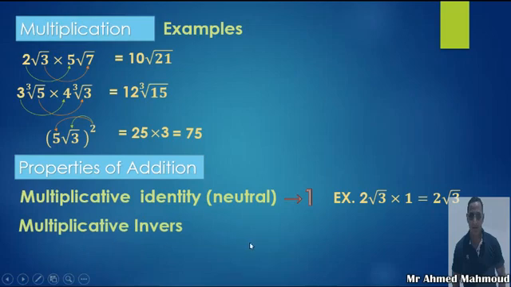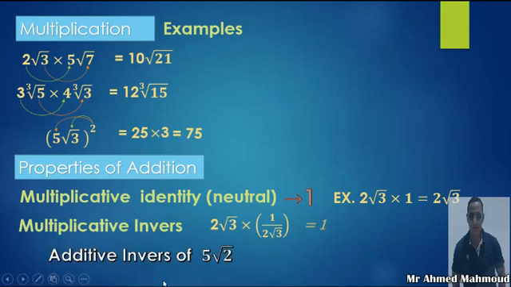The multiplicative inverse. If we have any number like 2 root 3, for example, to find its multiplicative inverse, we change the number upside down like this. If we have 2 root 3, its multiplicative inverse is 1 over 2 root 3. When we multiply the number by its multiplicative inverse, the result will be 1.